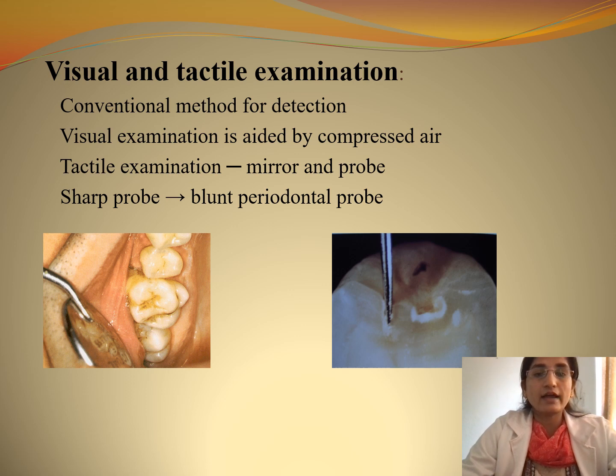Firstly, visual and tactile examination, which is the conventional method for detection of caries. This visual examination can be done by using compressed air so that the visibility of the tooth will be clear. And tactile examination has to be done with a mirror and probe. When you are using the probe, it has to be a blunt periodontal probe.